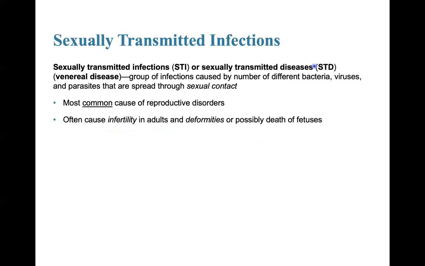Okay, so to wrap up the reproductive system, we're going to talk about sexually transmitted infections. Sexually transmitted infections, a term that's more readily used these days versus STDs or VDs, are a group of infections caused by a number of different bacteria, viruses, and parasites that are spread through sexual contact. They are the most common cause of reproductive disorders, and can cause infertility in adults and deformities or possible death of fetuses.